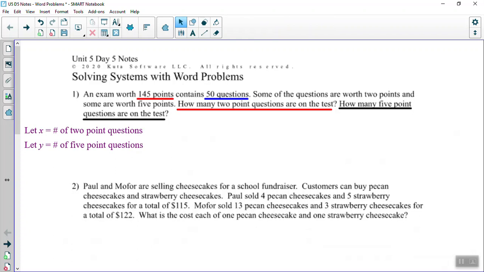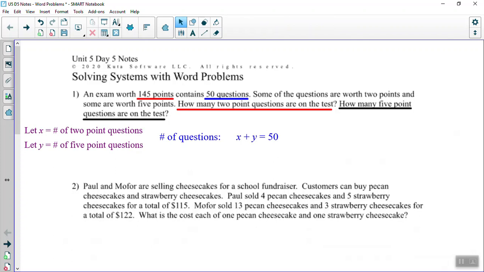Remember, x represents the number of 2-point questions, and y represents the number of 5-point questions. So to get to 50 questions, I have to add the number of 2-point questions to the number of 5-point questions. My number of questions comes from taking x plus y, adding them together, and that should come out to 50. All right, now let's come up with this next point.